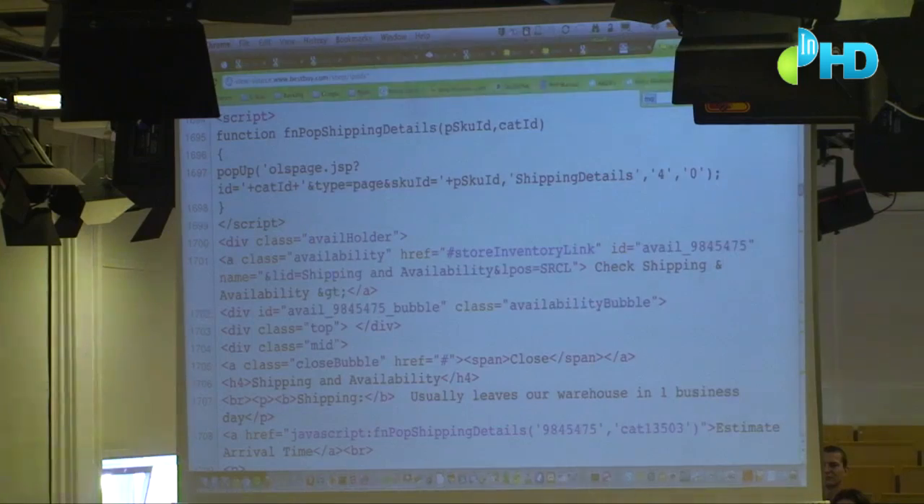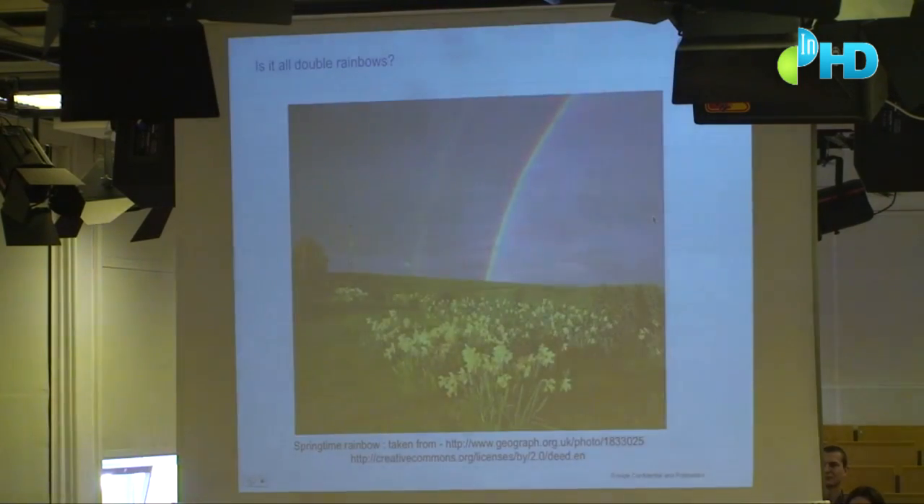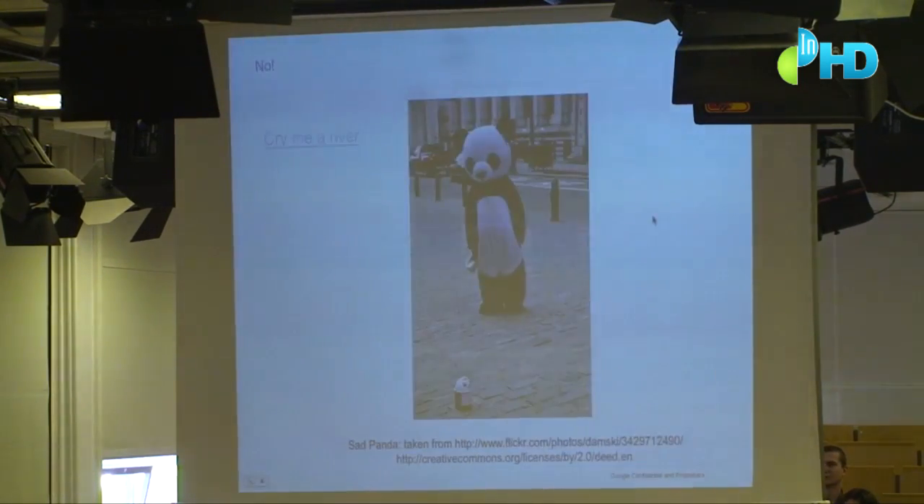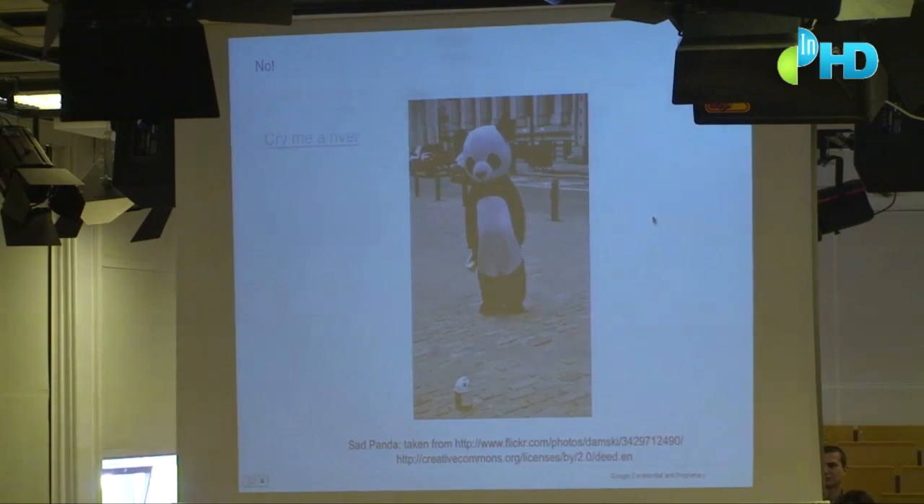Currently, it is not all double rainbows. Currently, it's more like sad panda. But this is also an exaggeration because this panda has potential. If you have this kind of rich snippets on your website, or rich markup, be it for rich snippets or not, you have a lot of potential. So you're not a sad panda in a sense, you're a sad panda with potential.